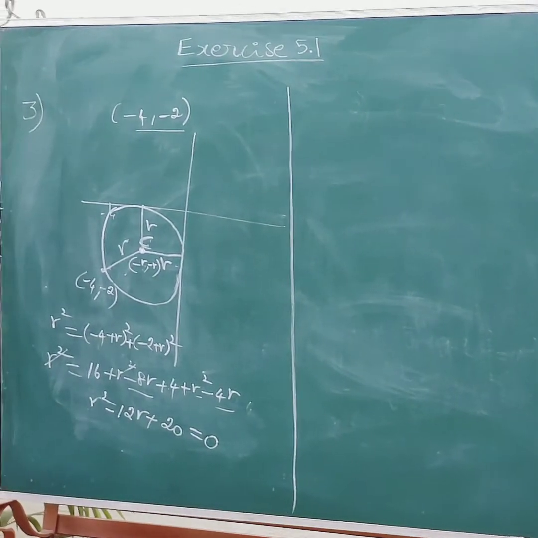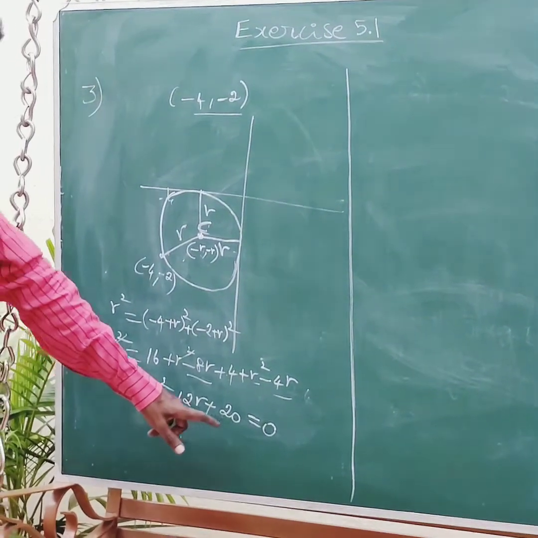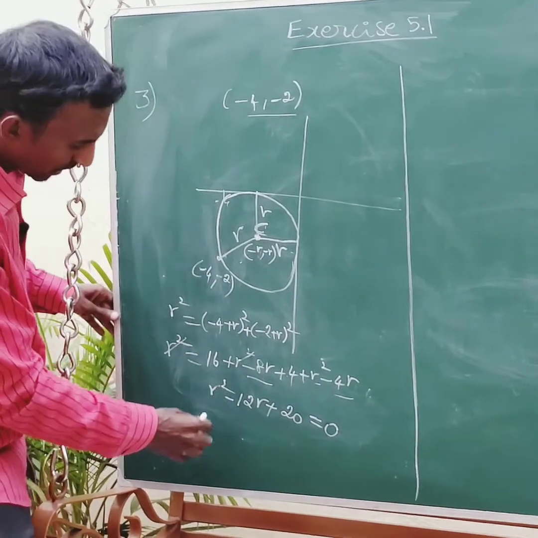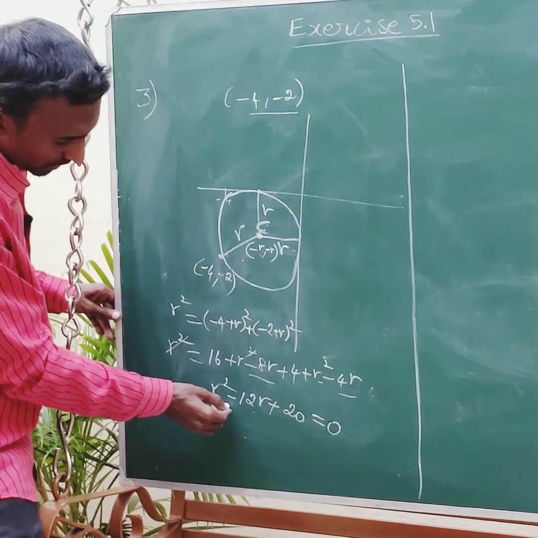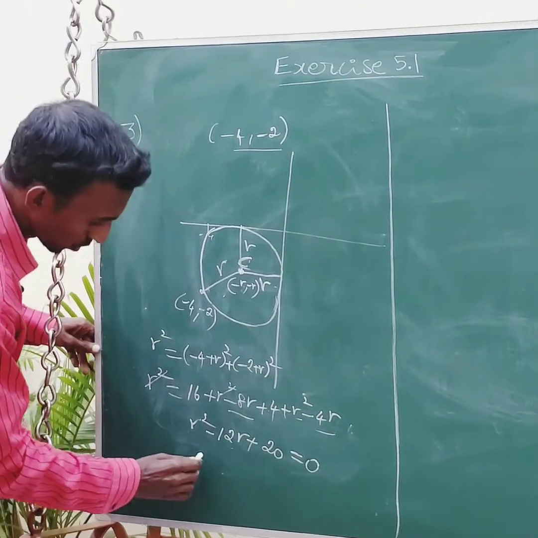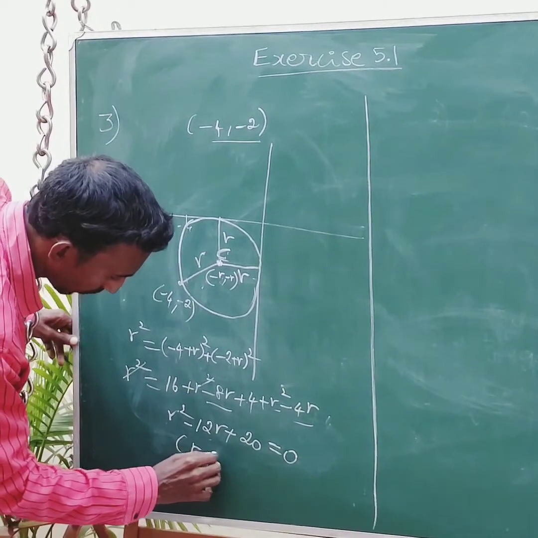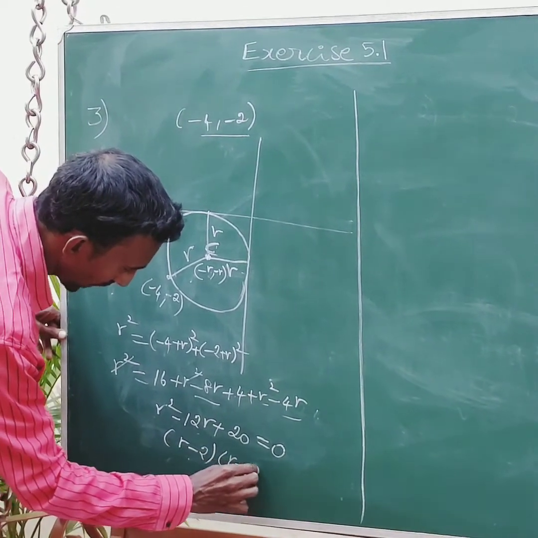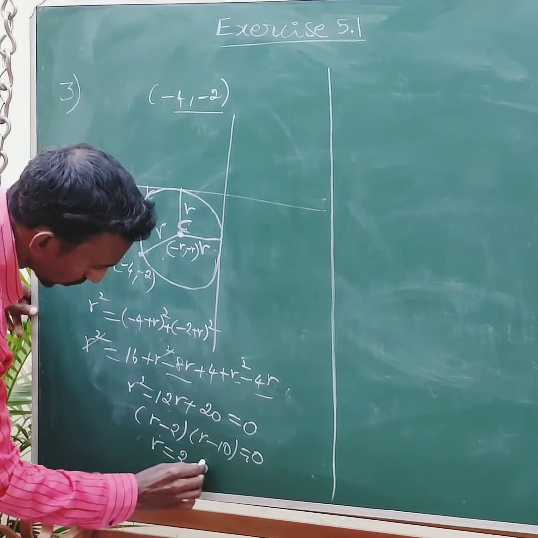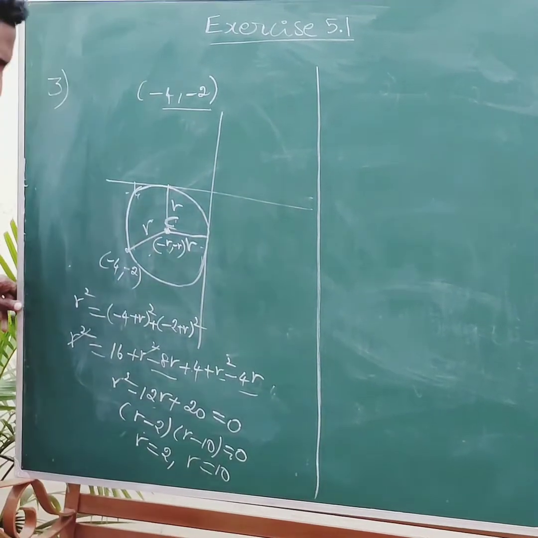Now we get a quadratic equation in r. Factorize this quadratic equation and find the value of r. It can be obtained easily. The sum is minus 12 and the product is plus 20. So it can be easily obtained as r minus 2 into r minus 10 equal to 0. So we are getting r equal to 2 or r equal to 10.